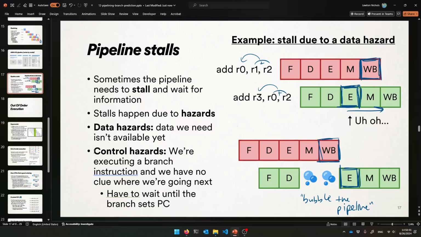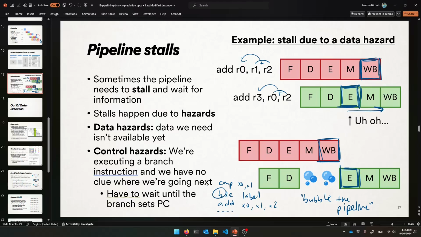The other reason you'd want to stall your pipeline is for control purposes. It's called a control hazard, and that's when you're executing a branch instruction. You're saying something like compare x0 and x1, and then branch less than or equal to some label. If you fell through, you do your add instruction, add x0, x1, x2. But if you branched, you would go way down here somewhere.